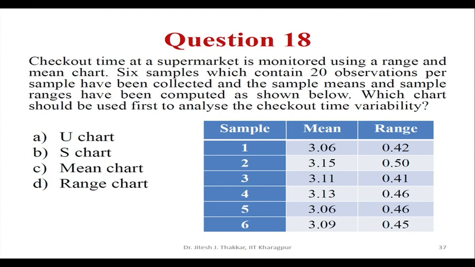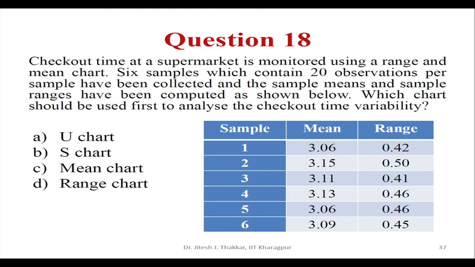Question 18. Checkout time at a supermarket is monitored using a range and mean chart. 6 samples which contain 20 observations per sample have been collected, and the sample means and sample ranges have been computed as given in the table below. Which chart should be used first to analyze the checkout time variability? U chart, S chart, mean chart, range chart.